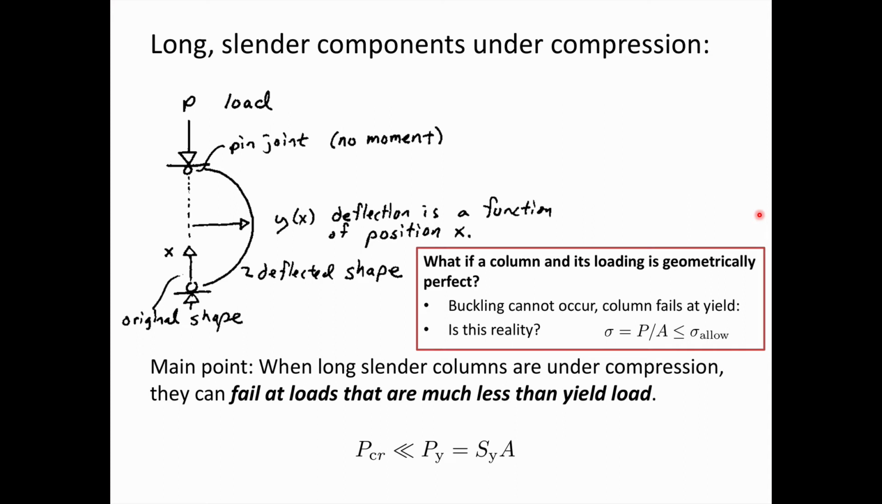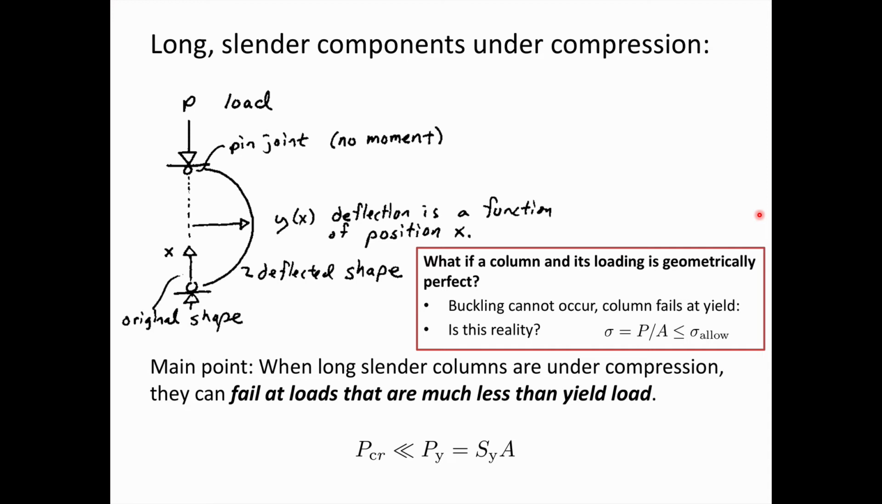So this is really just a mathematical model. It's a simplification of reality. In reality, we're not going to have perfect geometry. We're not going to have a perfect material or loading. And because of that, there's always going to be some sort of force that's going to tend to cause buckling.